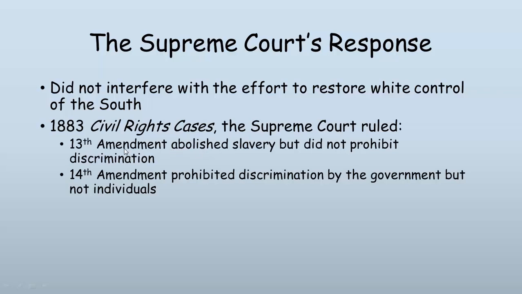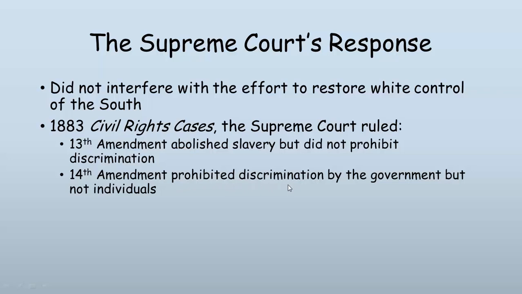So there's a couple cases here that you should be aware of in understanding exactly what happened with the Supreme Court. There was a bunch of cases, but the Supreme Court ruled the 13th Amendment got rid of slavery, but it didn't say anything about discrimination. You're going to have to wait till 1964 for the federal government to come up with something for discrimination, which is kind of sad. And then the 14th Amendment said it prohibited discrimination.